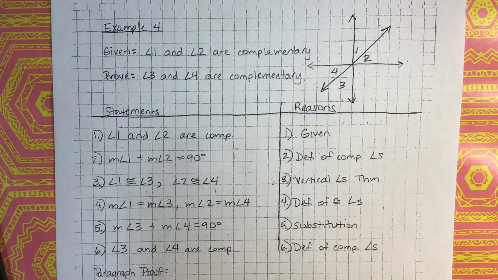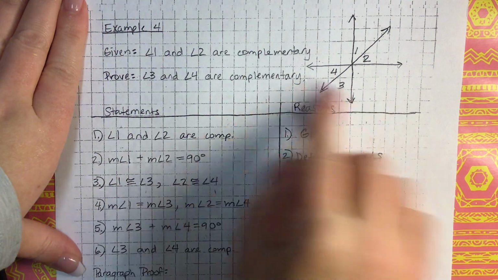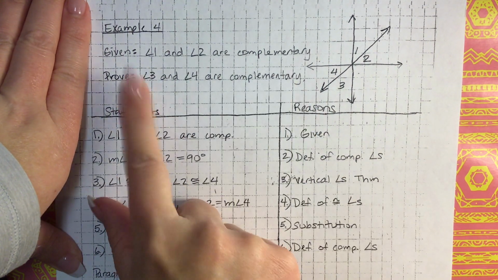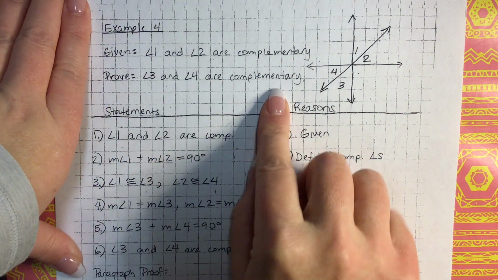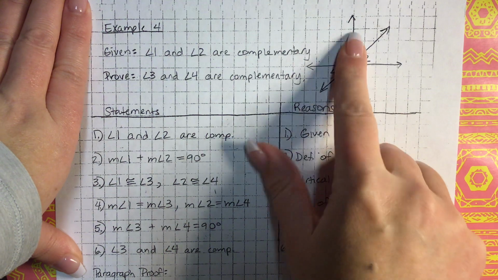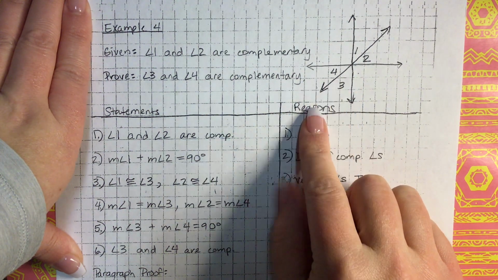Let's go ahead and get started with example 4. So we're looking at this picture here. It says, given angle 1 and angle 2 are complementary, we want to prove that angle 3 and angle 4 are complementary. Okay, so we see that these two are complementary, which means they add up to 90 degrees. We want to prove that these two are complementary as well.